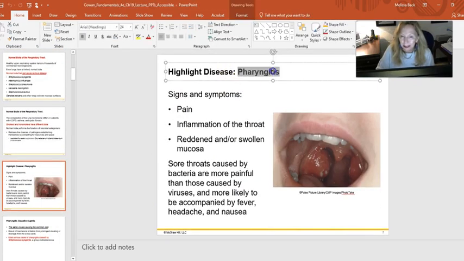Pharyngitis simply means inflammation of the throat. In this particular picture, you can see these white, what are referred to as exudates. These white exudates are simply pus pockets. You can also see how red the tonsils are here, and the back of the throat is very, very red. So these are the areas that would potentially be tested to rule out Streptococcus pyogenes.